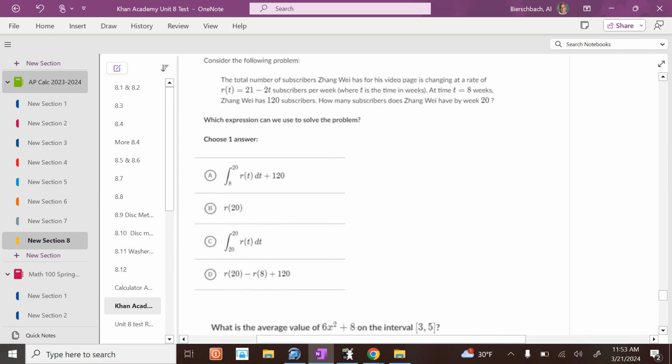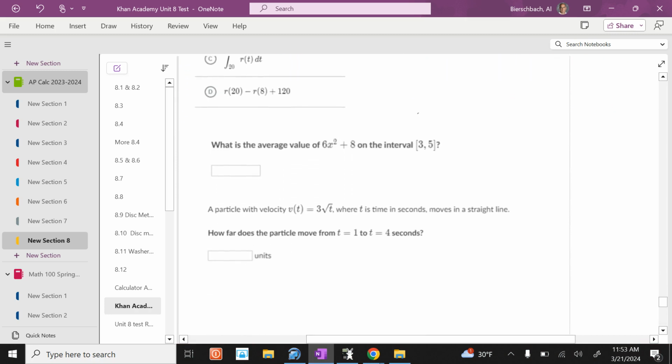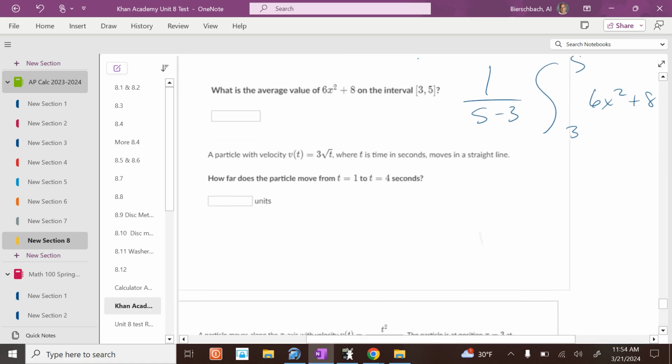The total number of subscribers Zhang Wei has for a video page is changing at a rate of this many subscribers. The time is 8 weeks. He has that many subscribers. How many does he have by week 20? You start at 120, and then you add on the integral from 8 to 20 of 21 minus 2t. That one. The average value is 1 over 5 minus 3, the integral from 3 to 5 of 6x squared plus 8. And then you just do it in your calculator.